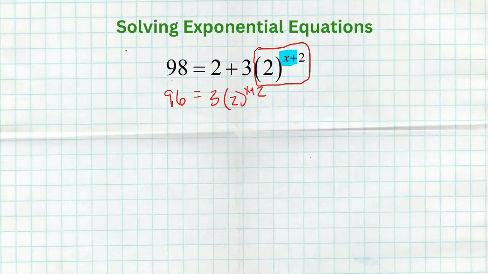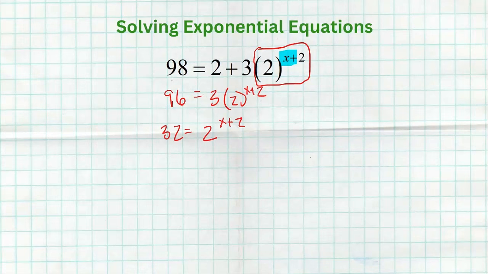Hope everybody knows what 96 divided by 3 is. And you know what? If you don't, grab a calculator. Can't be afraid. 96 divided by 3 is 32. So we get 32 equals 2 raised to the x plus 2. Now, once all that other stuff is gone, then we don't necessarily need those parentheses. Now I want to solve this. But how do I solve when the x is in the exponent?